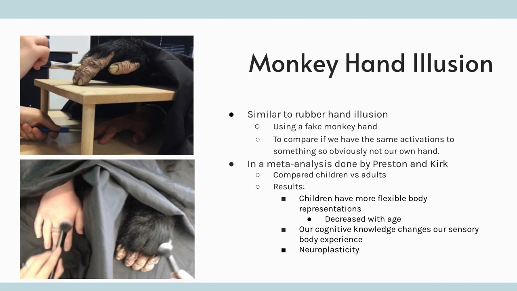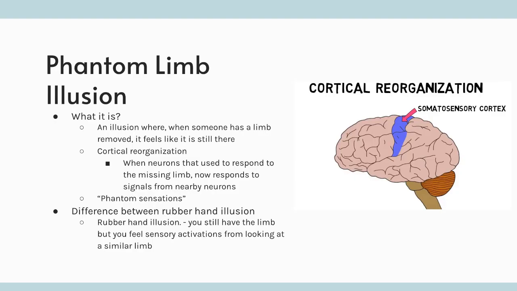A reason why children's body representations could be so flexible is because of neuroplasticity. Neuroplasticity is how much your brain can change and is highest when you're younger. It can allow children to think and see things more subjectively and view things in a different way that isn't necessarily sensible. The third illusion I will be talking about is the phantom limb illusion.